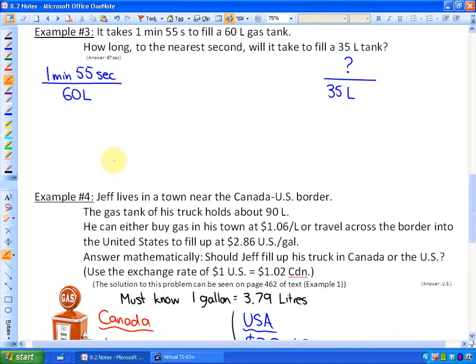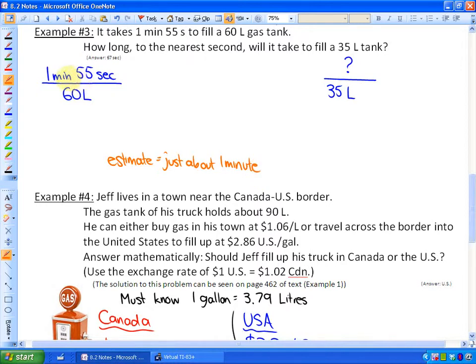My estimate would be that, since 35 liters is just more than half of 60, it's going to take just more than half of a minute and 55 seconds. So my estimate is just about 1 minute. That's estimating. Now we'll actually get to an exact answer.